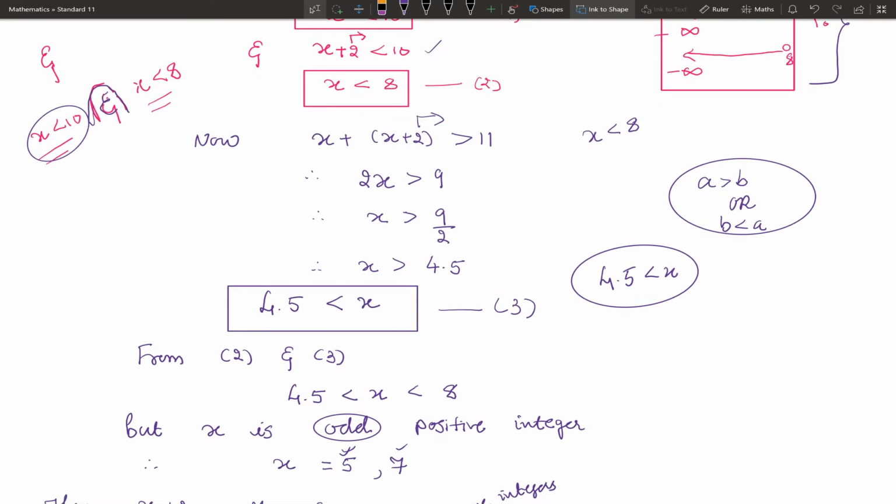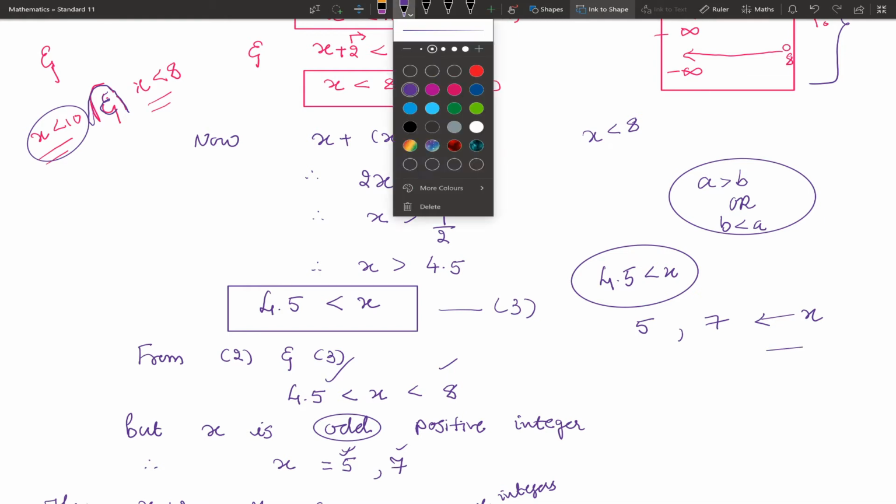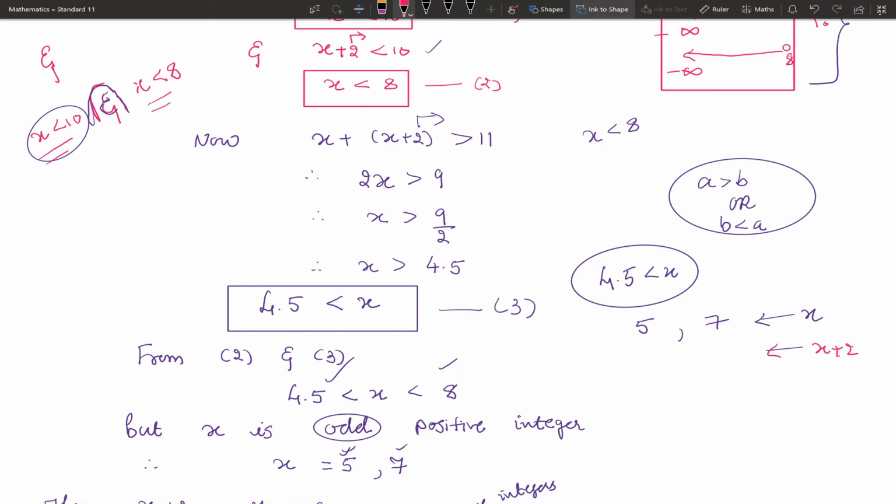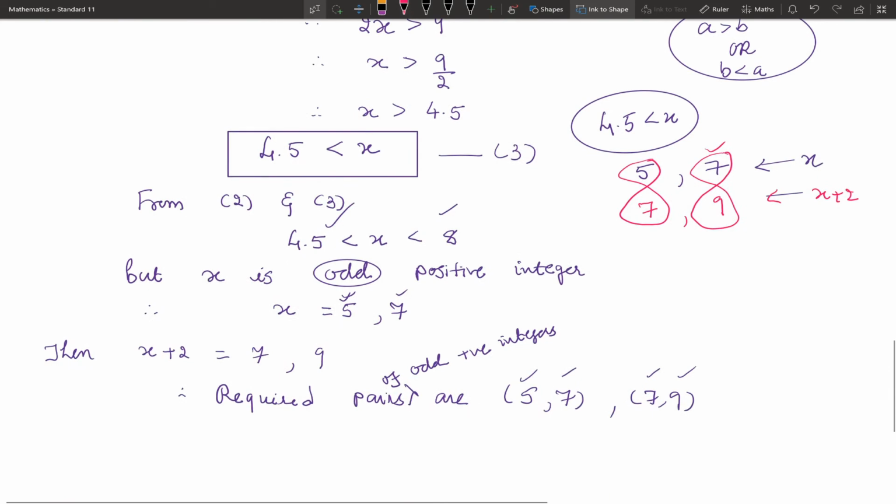So now the odd positive integers which lie between 4.5 and 8 are 5 and 7, and if this is x, then the corresponding consecutive odd integer is x plus 2. If x is 5 then x plus 2 is 7, if x is 7 then x plus 2 is 9. So the required ordered pairs are 5 and 7, and 7 and 9. So these are the required consecutive pairs of odd positive integers satisfying both conditions.